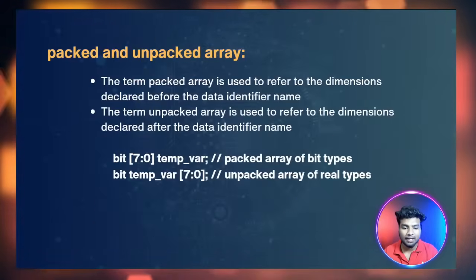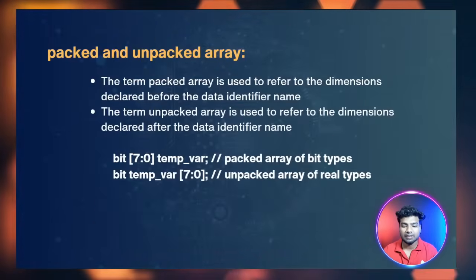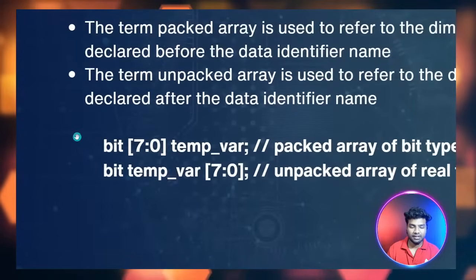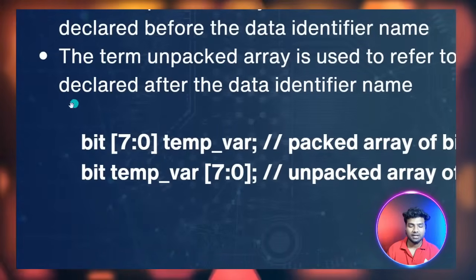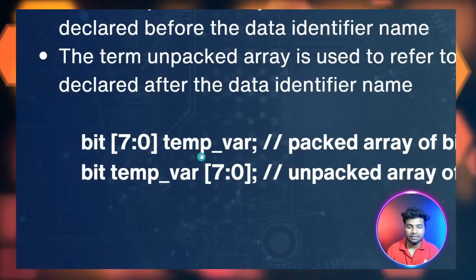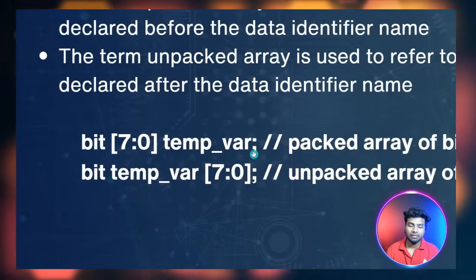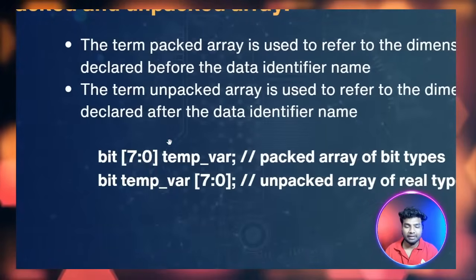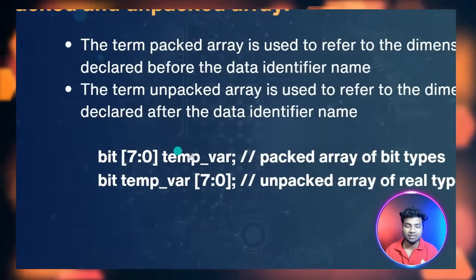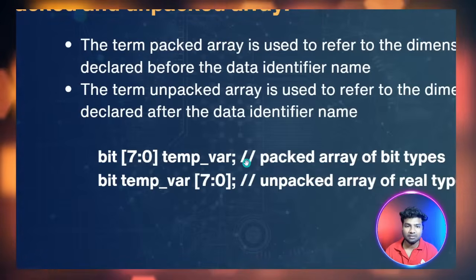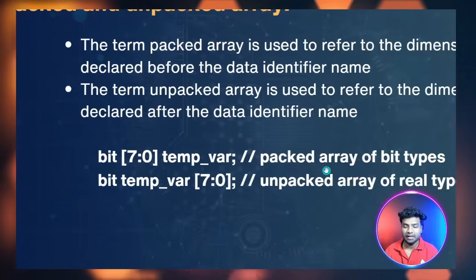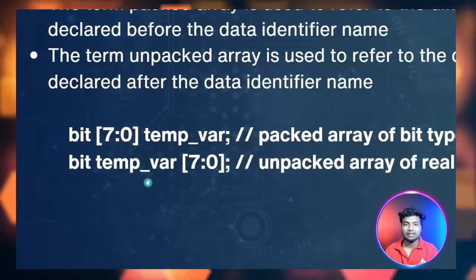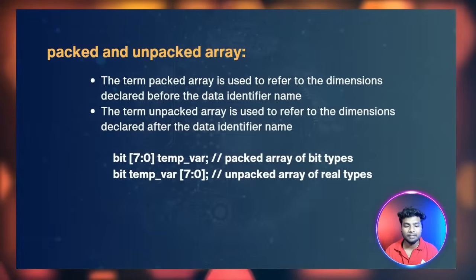Coming to packed and unpacked arrays, the term packed array refers to a dimension declared before the data type. You can see here, this is one array declaration. Bit is a data type, 7 down to 0 is my array range, and temp_variable is my array name. So I declared the array range dimension before the array name. If I follow this method, it is a packed array type. Okay, and if I give the range after the array name, this is an unpacked array. This is an unpacked array declaration.